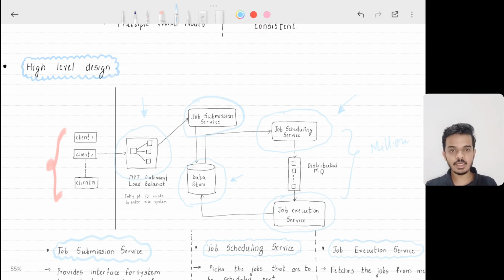So that's why in the middle we'll need something that helps us give asynchronous communication between the scheduling service and the execution service. That's why we have a distributed queue in the middle. Our job scheduling service submits all the jobs to the distributed message queue, and the job execution service picks all the jobs from the message queue and executes them, and later it will return the results. So this is the high level design. Let's see what all these services are going to do, what the responsibilities of all the services we have discussed here are.